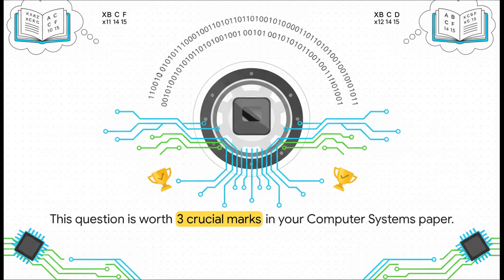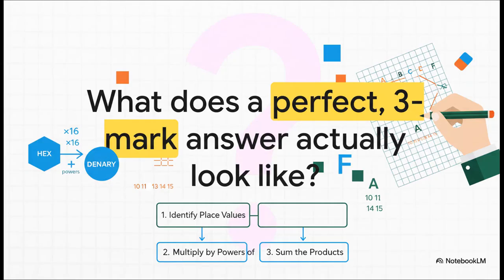Think of it this way. It's a key that can unlock a higher grade. And trust me, by the end of this, you'll have that key ready to go. But here's the deal. Just scribbling down the final answer won't cut it. Nope. To get all 3 marks, you have to show the examiner how you got there. So, what does that perfect answer actually look like?